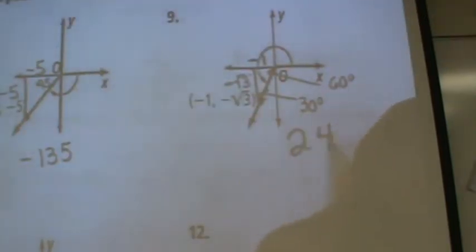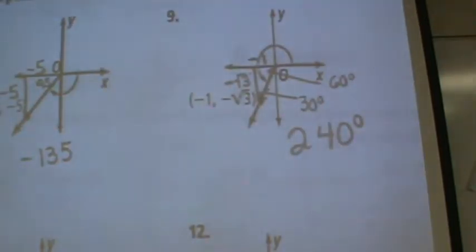So now, according to my question, they want to know how big is this angle right here? How are you going to figure out from here to here? If this piece right here is 60, what are you going to do with that? Plus 180, that's 240. 180 plus 60 is 240. So this is a 240 degree angle.